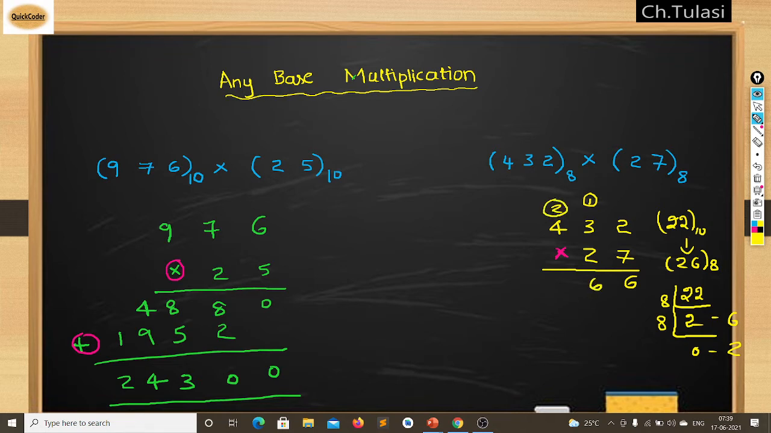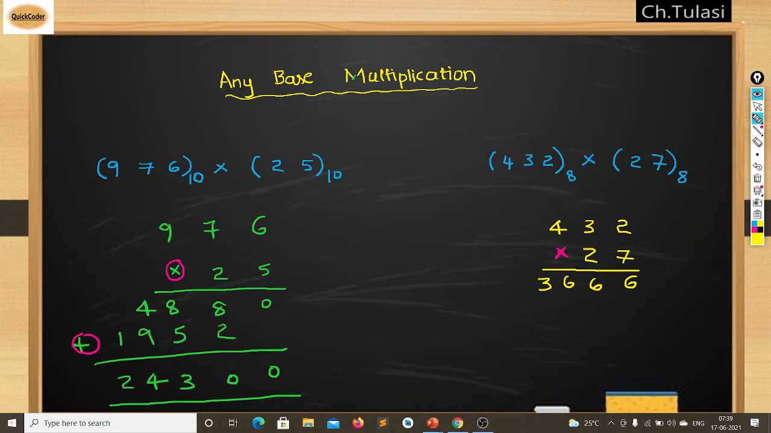7 fours are 28. 28 plus 2 is 30. So 30 is of base 10, so we have to convert it into a base 8 number. 30 to the base 8: 3 eights are 24, 6 is the remainder, and 8 into 0 times, 3. So 36 is the octal representation. So like this, you will multiply. Again, we can continue.